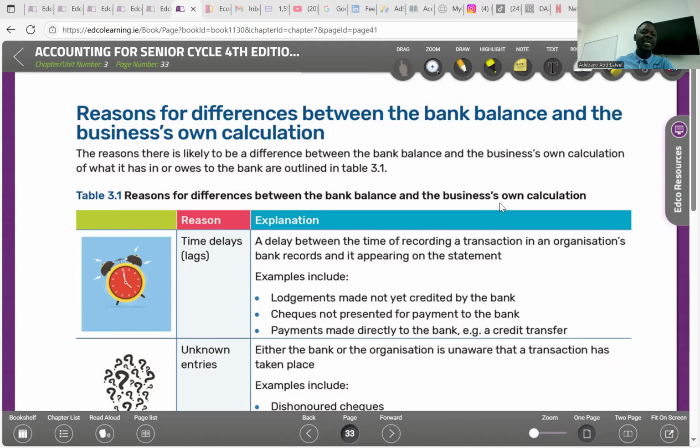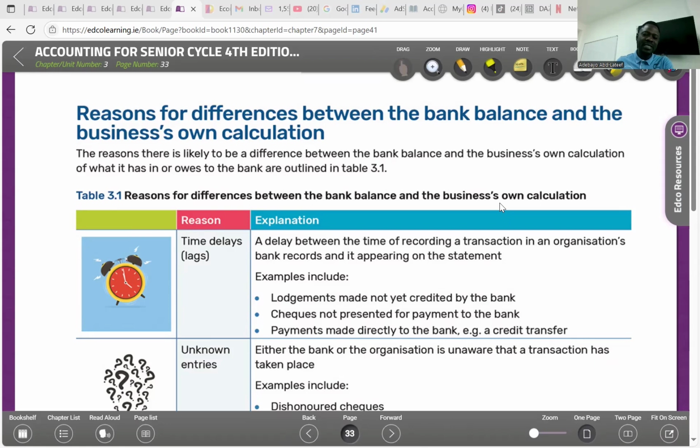Another example is checks not presented for payment to the bank. Unpresented check. If there's an unpresented check, it simply means the bank balance will be more than the business's own balance, because the business would have deducted that amount from its own account as a credit. But on the other hand, the bank has not yet debited the business.